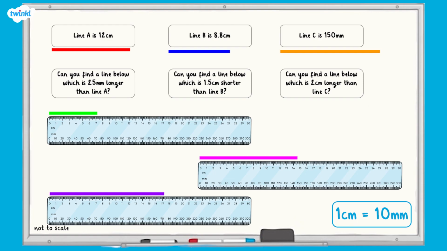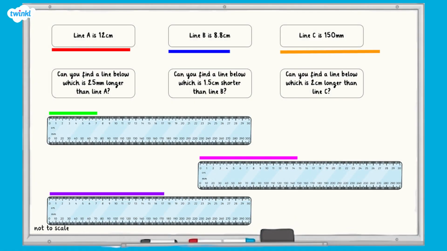Line B is 8.8 centimetres. Can you find the line which is 1.5 centimetres shorter than line B? Line C is 150 millimetres. Can you find the line which is 2 centimetres longer than line C? Pause the video now whilst you work out your answers.